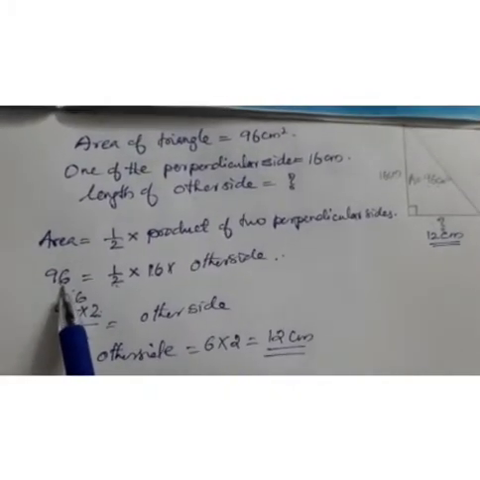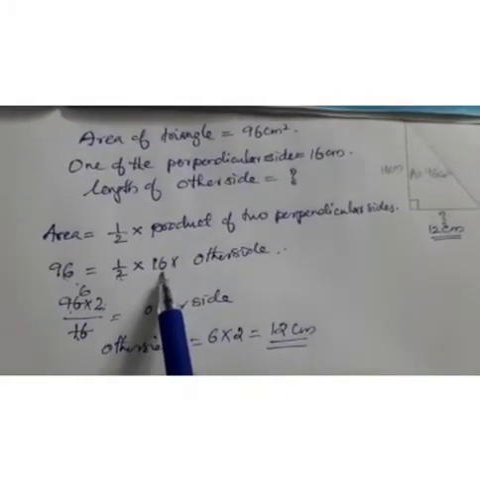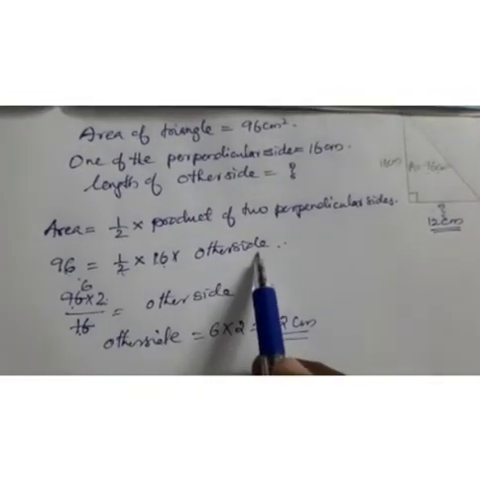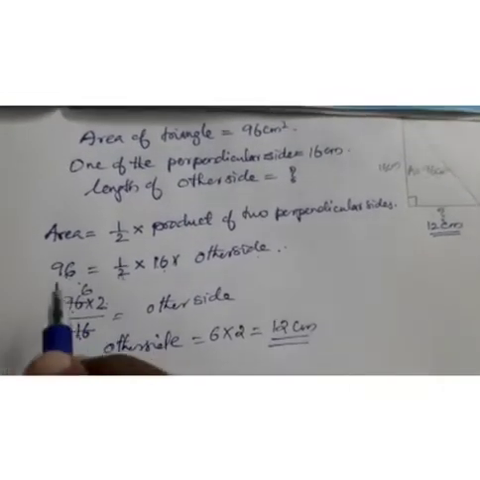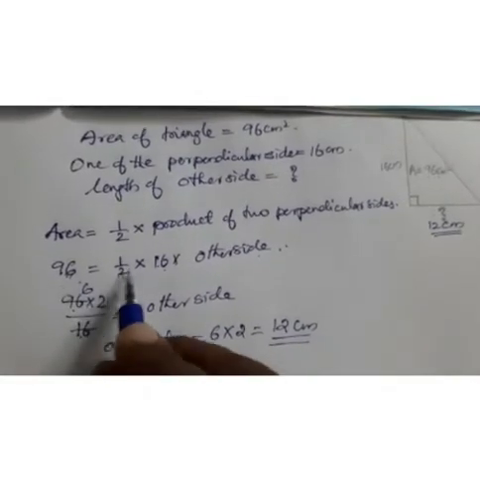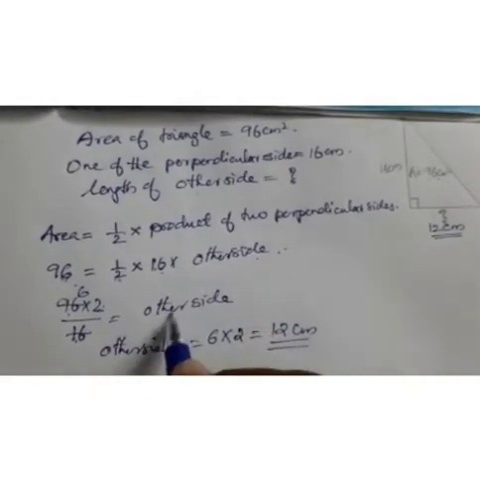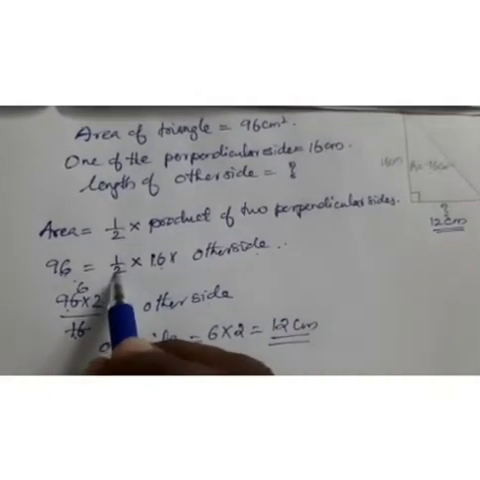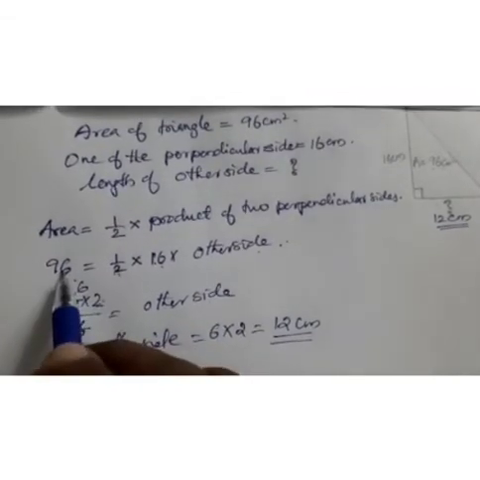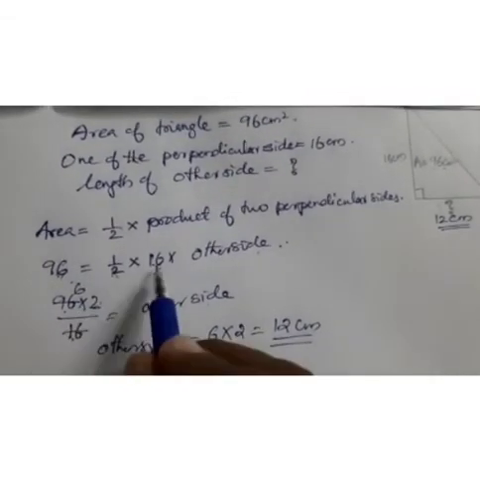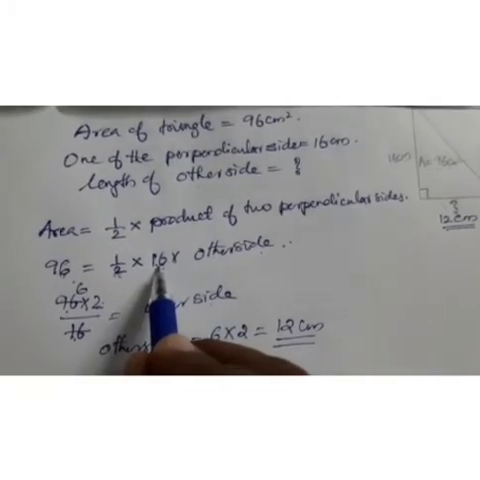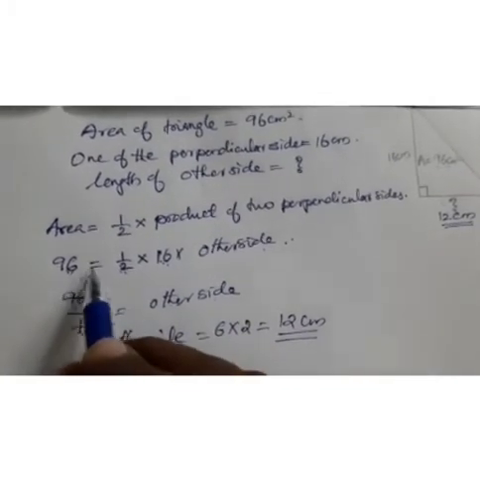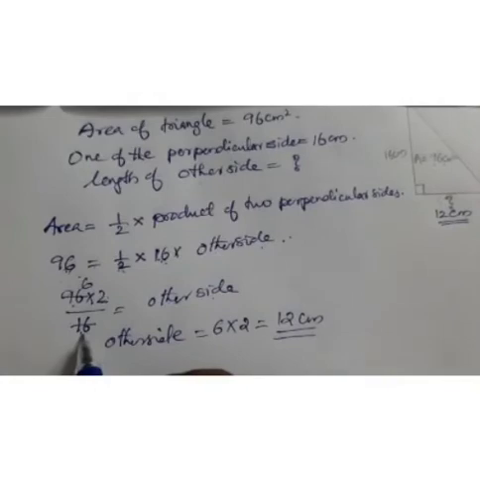Here the area is given and one of the perpendicular sides is given. We have to find out the other side. So area is 96, half into 16 into other side. We have to find out the other side. So here 1 by 2, the 2 should come to the other side as multiplication, and the 16 is multiplied here, so on the other side of the equal sign it should be divided.